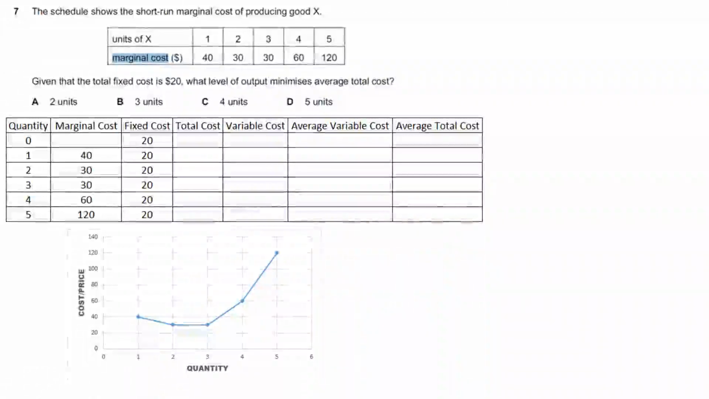Okay, in this video, I want to continue building individual supply schedules and solve a past paper at the same time. In this past paper, the schedule shows the short-run marginal cost of producing good X. Again, short run means that there are fixed costs and there are variable costs. In the long run, there are no fixed costs.